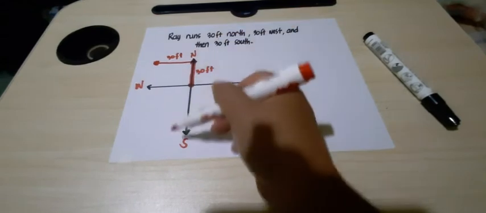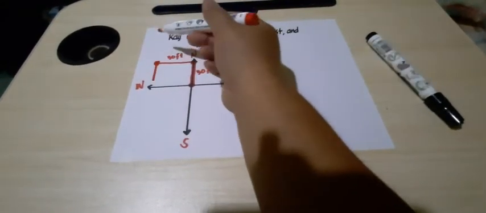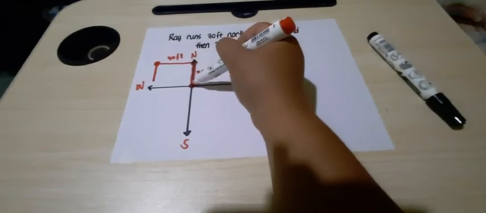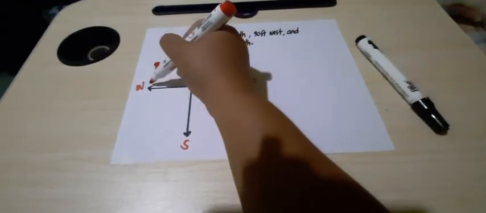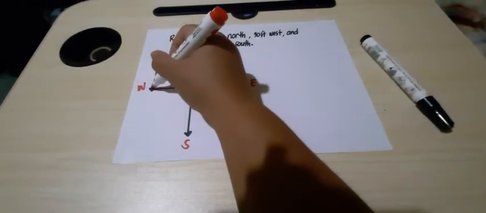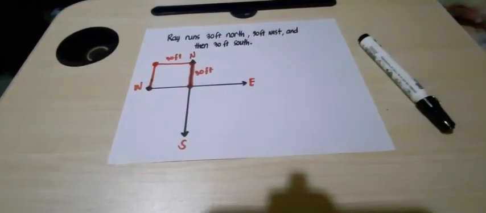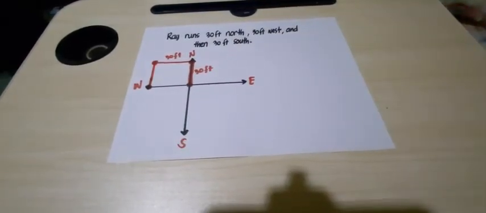So, the south is downward. So, from here, he goes to the south. Notice, 30 feet again. And this distance is 30 feet. So, from here also, it is 30 feet going to the south. So, that is as far as we go in this portion. Okay? So, that is the movement of Ray.